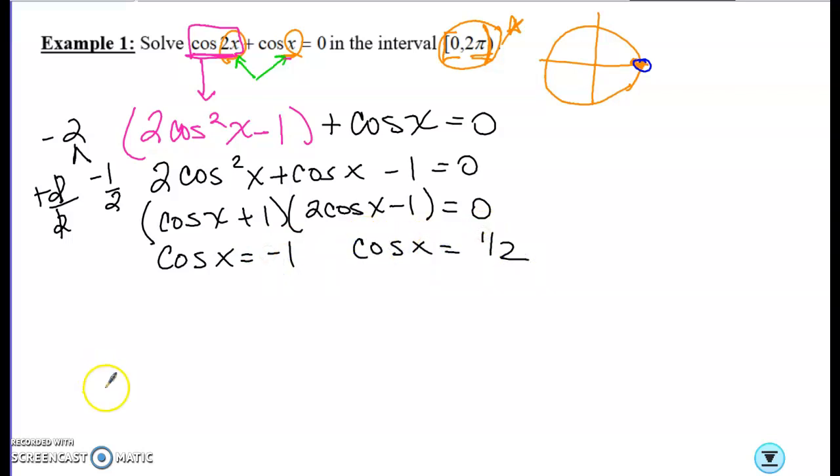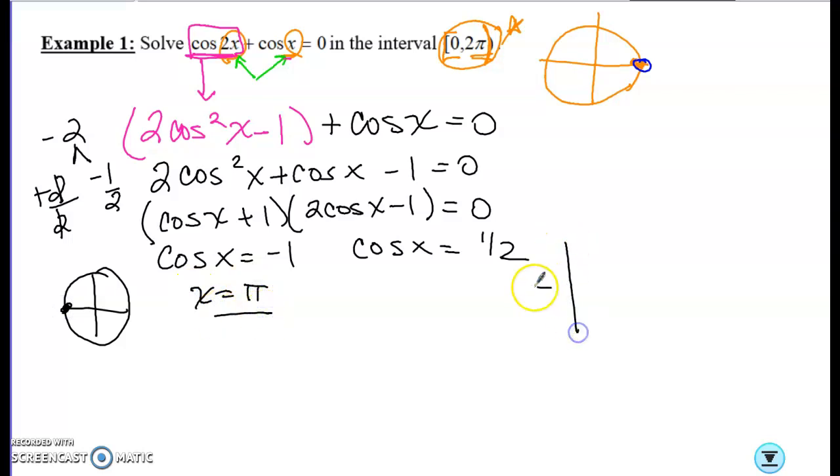And now we need to look around the circle to see where cosine equals negative 1. Cosine equals negative 1 right over here at pi. So pi is one of our solutions. And we need to look around the circle and see where cosine equals 1/2. Cosine equals 1/2 in the first and in the fourth quadrants. So that would give you pi over 3 and 5 pi over 3 as the other two answers to this problem.